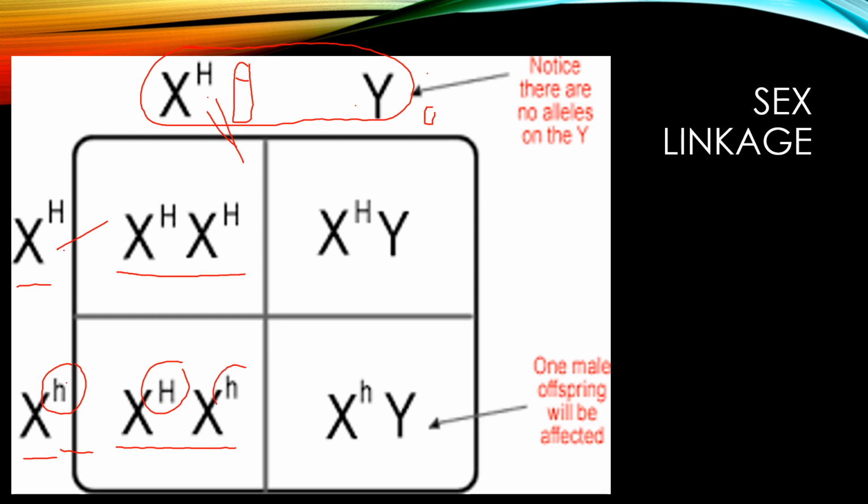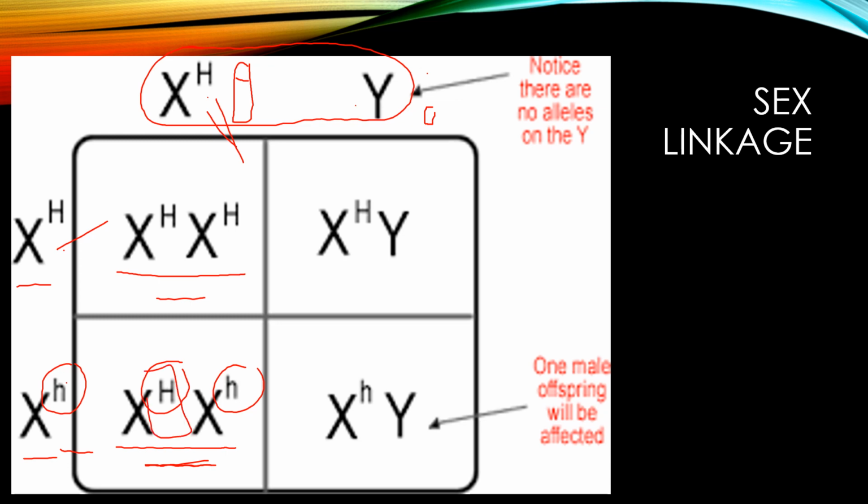Now she has got both, and therefore she's a carrier for the disease. She's carrying the disease, but she doesn't show the disease. This girl is completely normal. But this one here is completely normal as well, but she's carrying the allele which says that she'd have the disease if she didn't already have this one here.